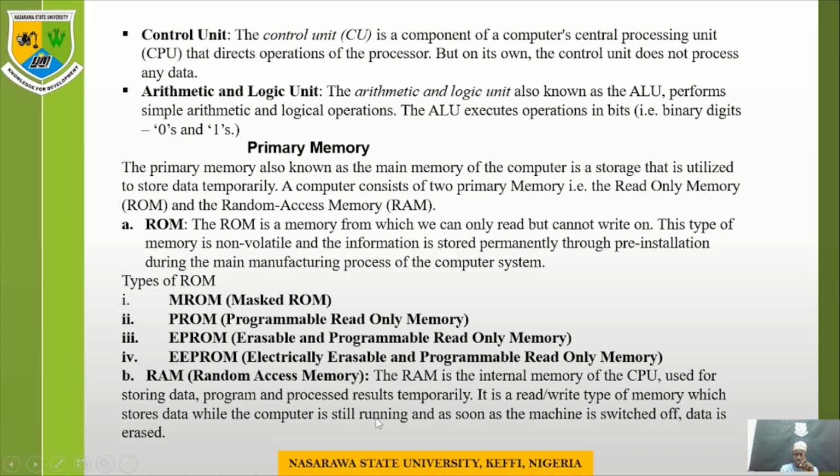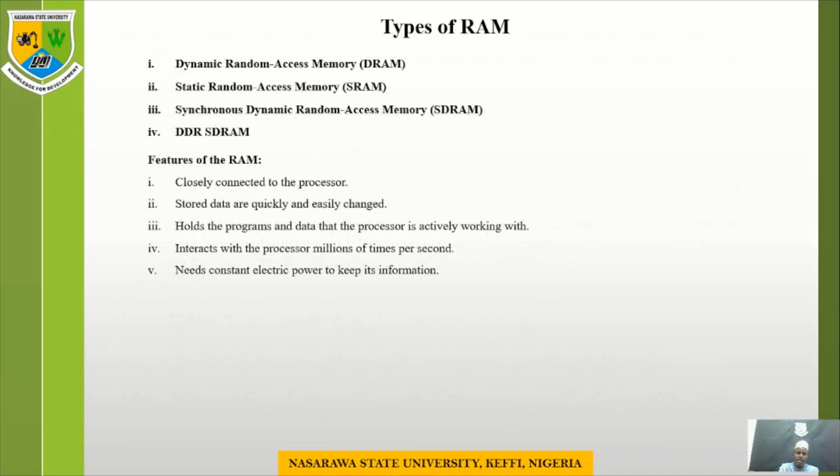Can you see what we said? Just like the example I gave you of Microsoft Word, as the computer is running, you are typing, so you can modify the content. That's what they mean, you can write, and the system is still running. But as soon as the machine is switched off, data is erased. It is volatile. As soon as the machine goes off, your data will go with the power. So that is RAM. That is the difference between RAM and ROM.